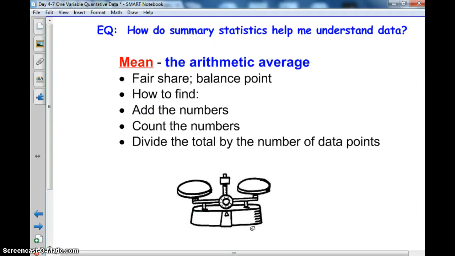The mean is the average. How we find the average is we add up all our numbers and divide the total by the number of data points. It is important to think about the mean as the fair share or the balance point.